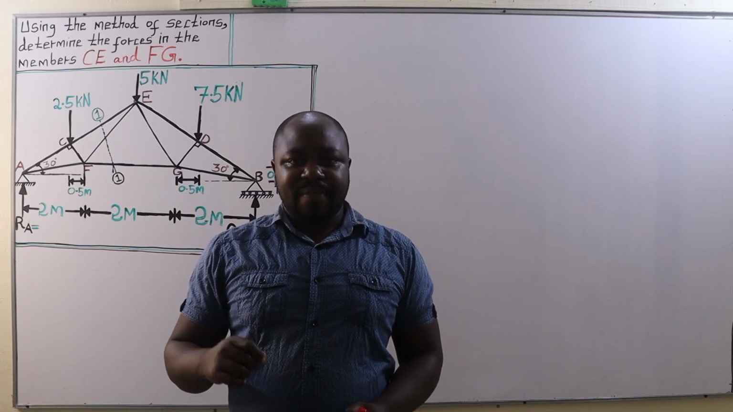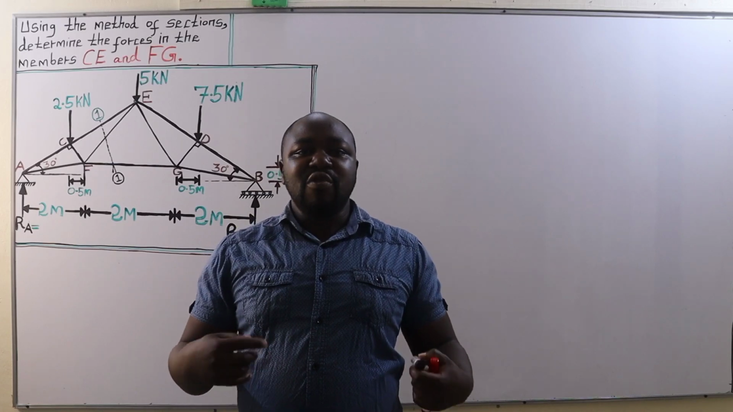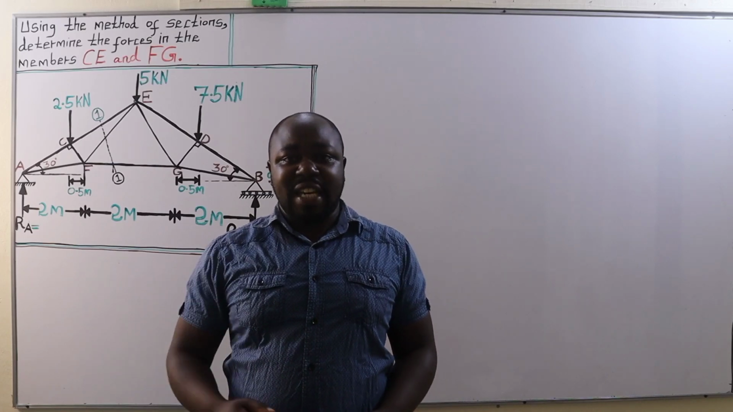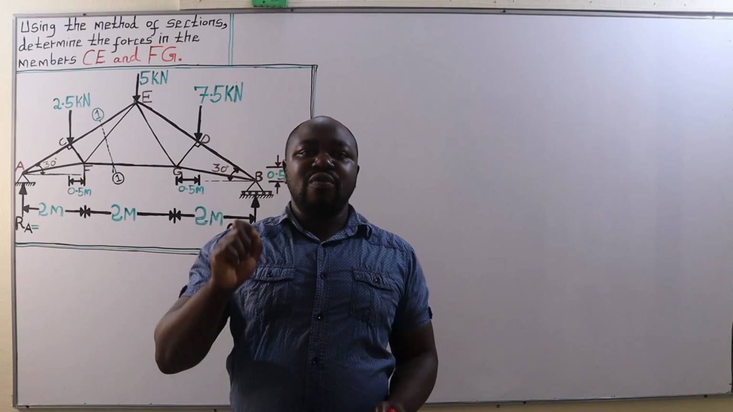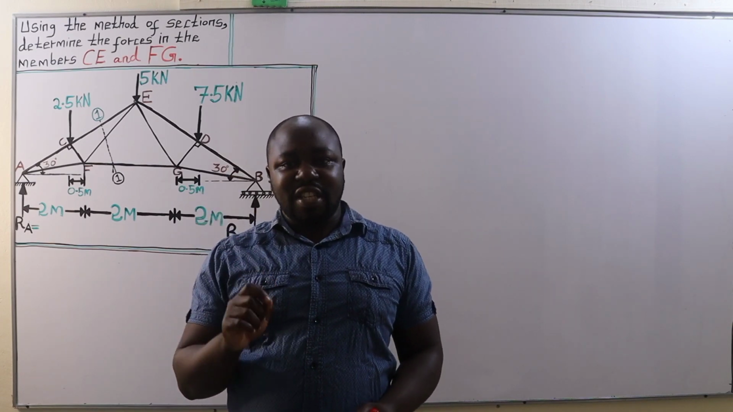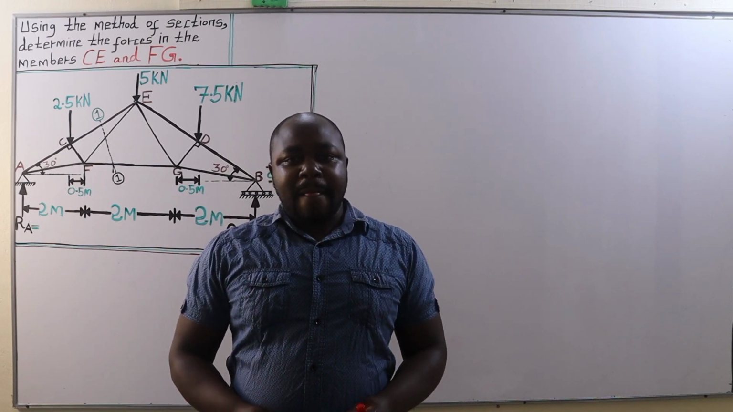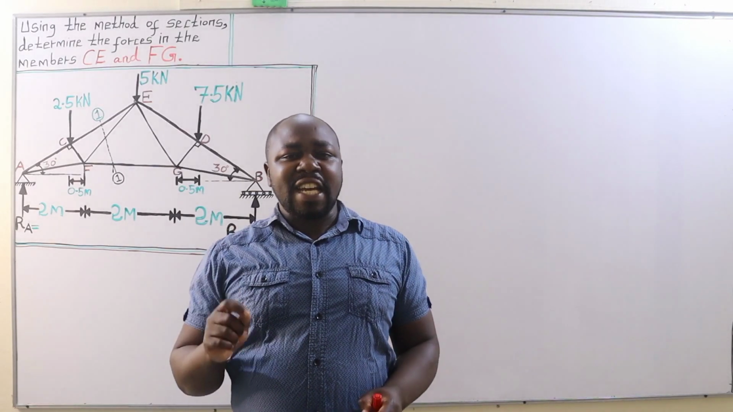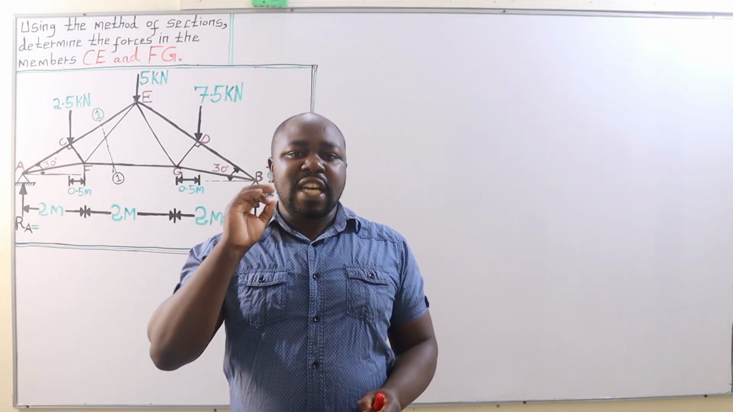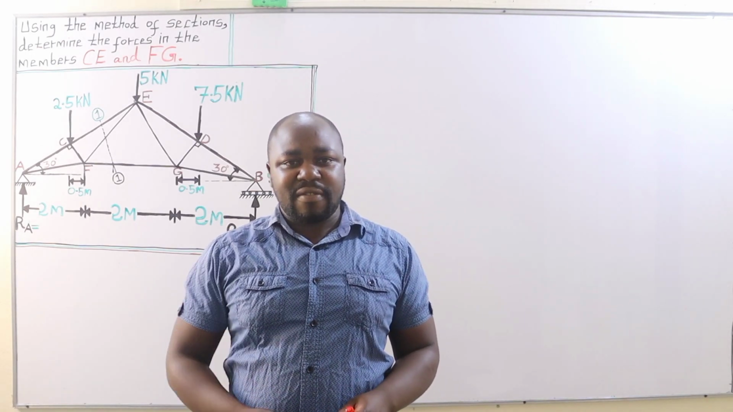Now, in this method, a section line is passed through the members in which the forces are to be determined. The section line should be drawn in such a way that it does not cut more than 3 members in which the forces are unknown.